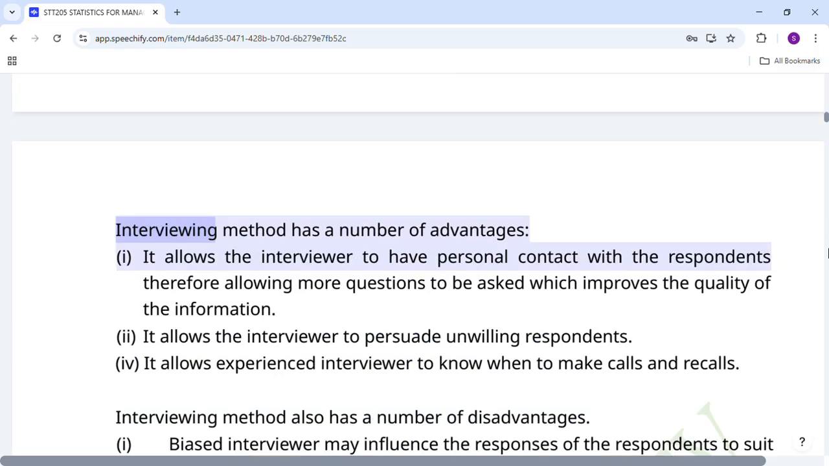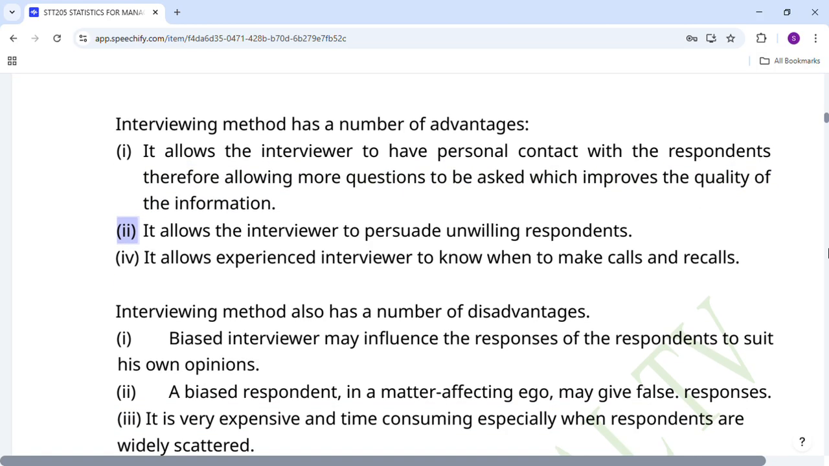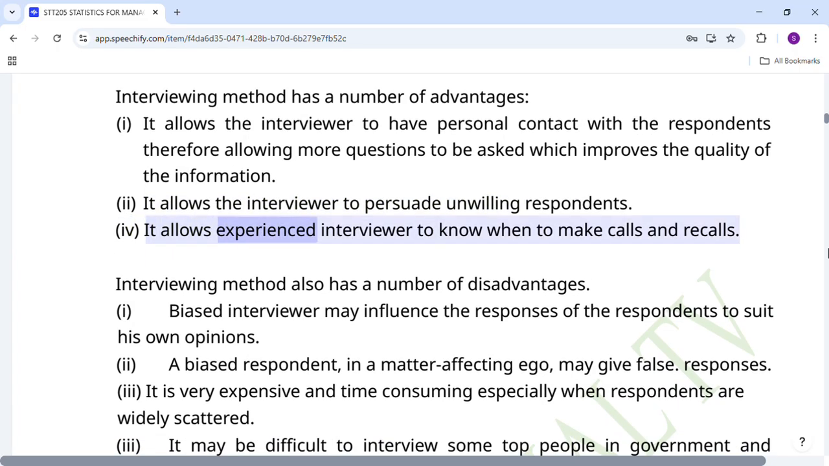The interviewing method has a number of advantages. 1. It allows the interviewer to have personal contact with the respondents, therefore allowing more questions to be asked, which improves the quality of the information. 2. It allows the interviewer to persuade unwilling respondents. 3. It allows an experienced interviewer to know when to make calls and recalls.